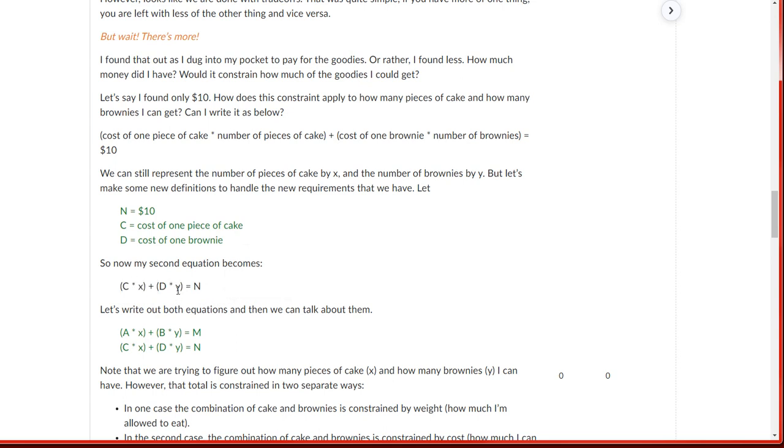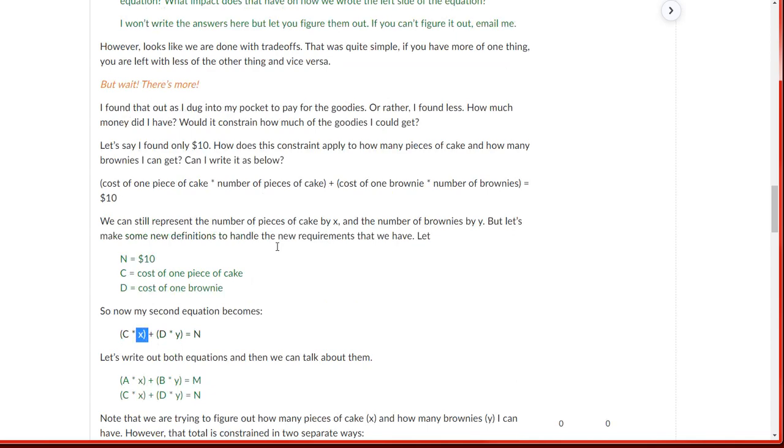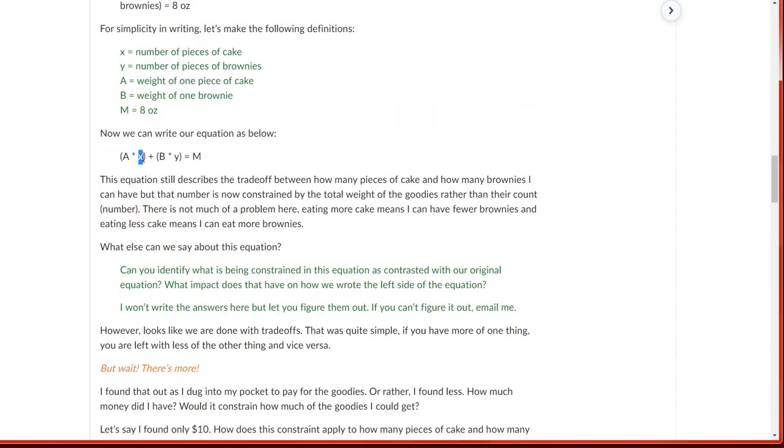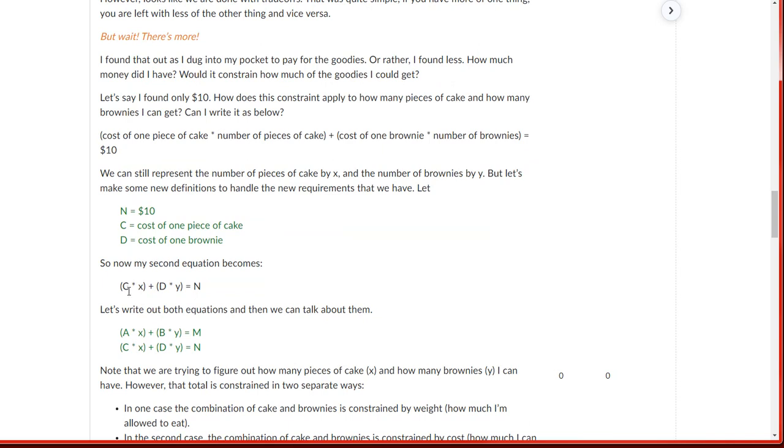This x and y here in this equation are the same x and y in that first one we had. In the first one, the constraint was on the weight of the combination, and in the second one, the constraint is on the cost of the combination of pieces of cake and brownies. Okay, so this is important to note. We have the same variables in both equations, but each equation represents a different constraint, and the constraint is on a different characteristic of the things that we are getting.